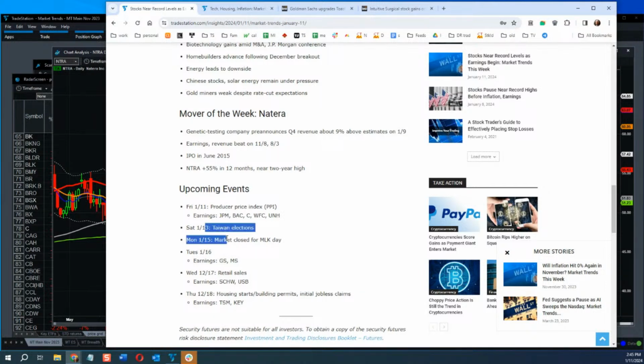Also, these Taiwan elections, I'm not really sure. I don't like opining on geopolitical events. Who knows exactly, but it could be something of a mover for global stocks, even potentially semiconductors and chips. But it could also be one of those things where there's a lot of fear, and then once the event passes, boom, there could be some buying.